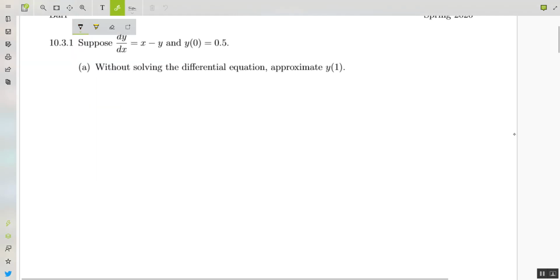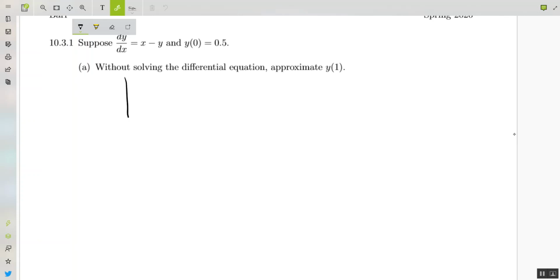So suppose I know that dy/dx is x minus y, and I know that when I input 0 for x, I get 0.5. We're not going to solve the differential equation. So I'm not going to do separation of variables. I'm not going to use the integrating factor method yet. I just want to approximate it without using those things at all.